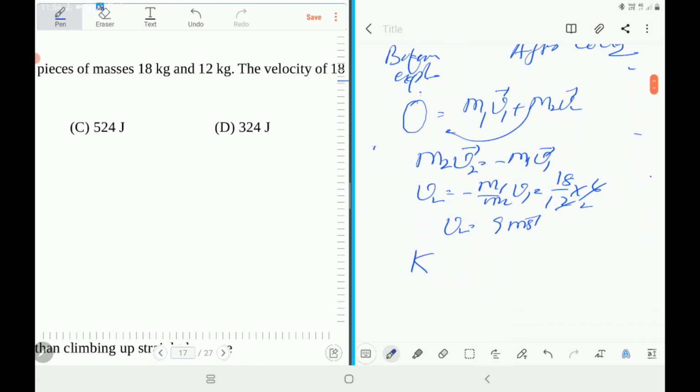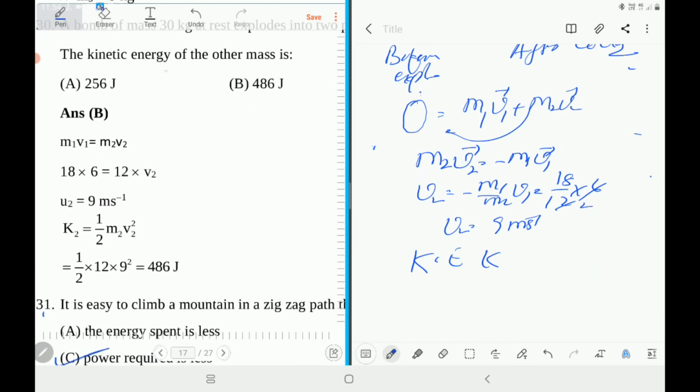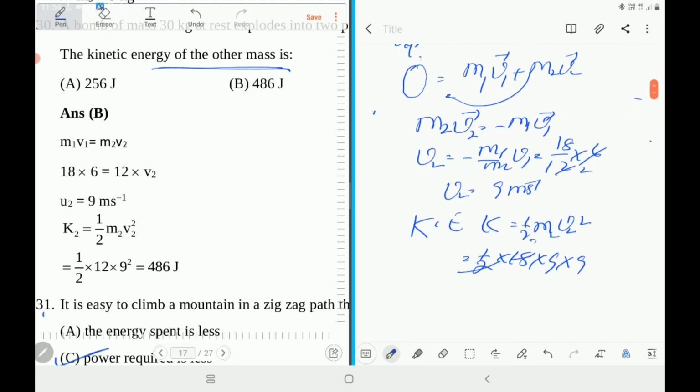You want kinetic energy of the second piece. He wants you to find the kinetic energy of the other mass. Kinetic energy K is half m v squared, m2 v2 squared. So it is half m2, 18, v2 squared, 9 into 9. It's actually the second mass, right? Second mass is 12 kg actually, not 18. Okay, I write here 12 kg into 9 into 9.